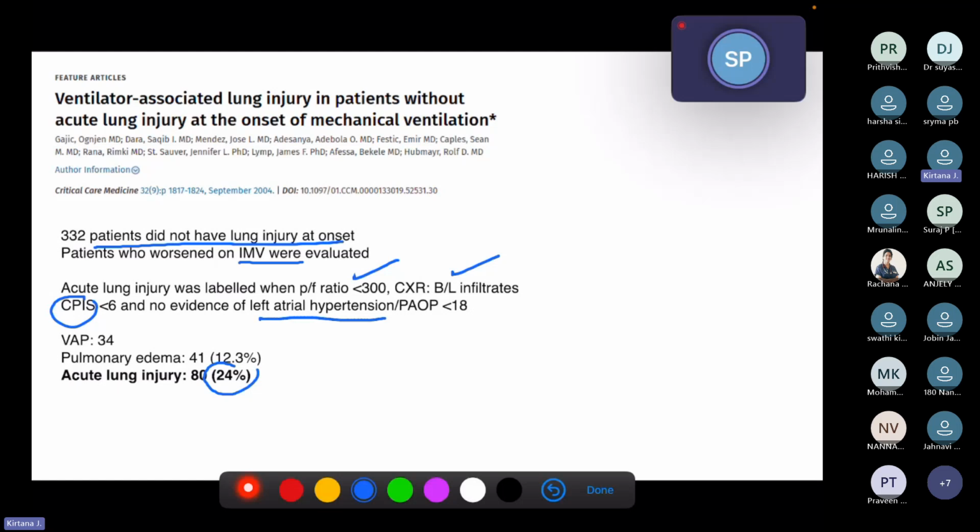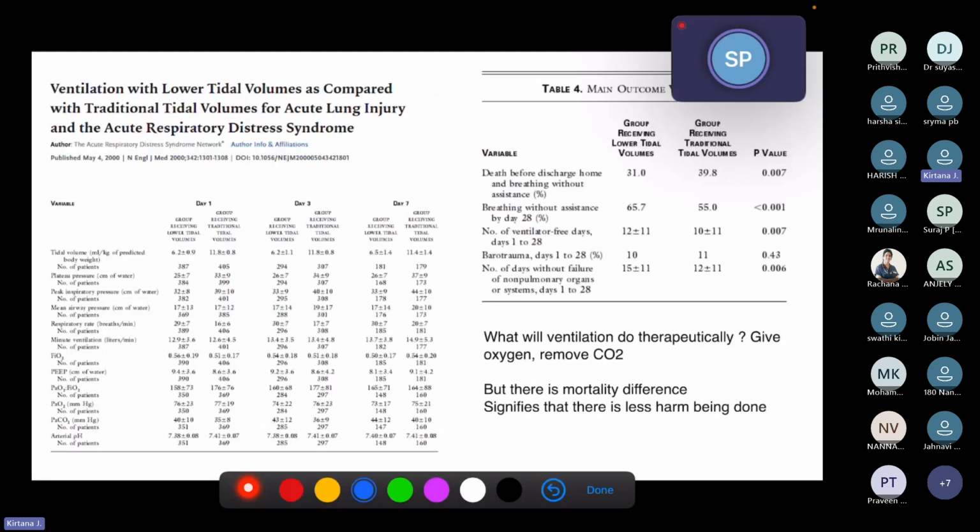So even if we assume that this is not a true representation, this is slightly an overestimation, anywhere close to 15 to 20% of their patients would be having ventilator-induced lung injury. And this is about patients who had a normal lung. When we think about patients who already have a compromised lung, like an ARDS patient, these numbers are going to be very, very high.